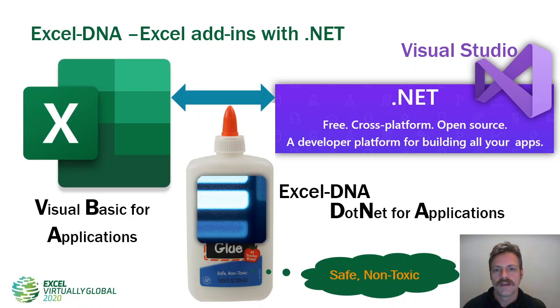Excel DNA is a library I started developing in 2005 that glues together Excel with the Microsoft .NET platform and the Visual Studio tools used to develop code in .NET. Excel DNA is used to make Excel add-ins with .NET. The name Excel DNA is kind of a riff on Visual Basic for Applications. I think of it as being an alternative, which is to use .NET for applications, hence Excel DNA.